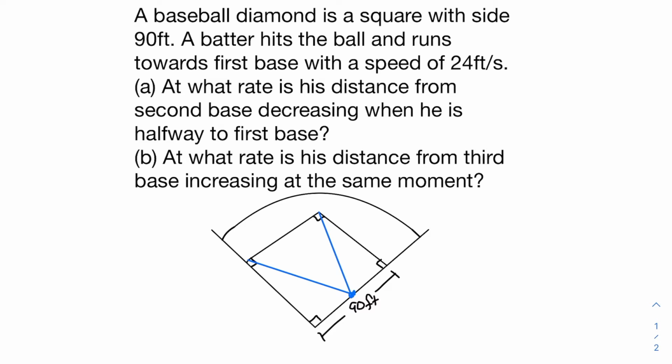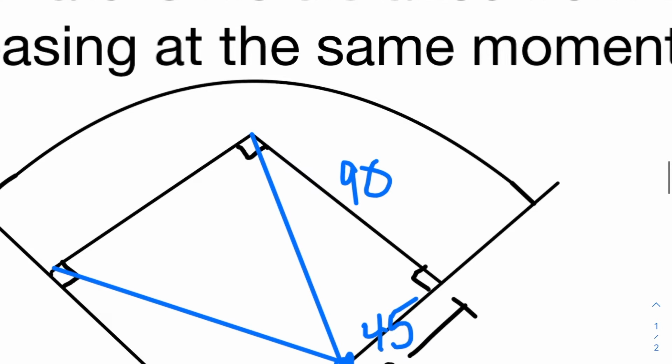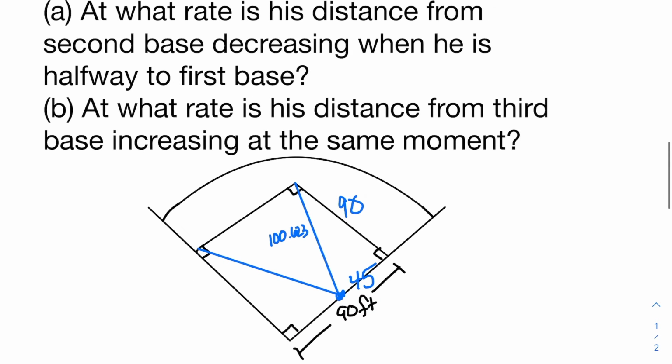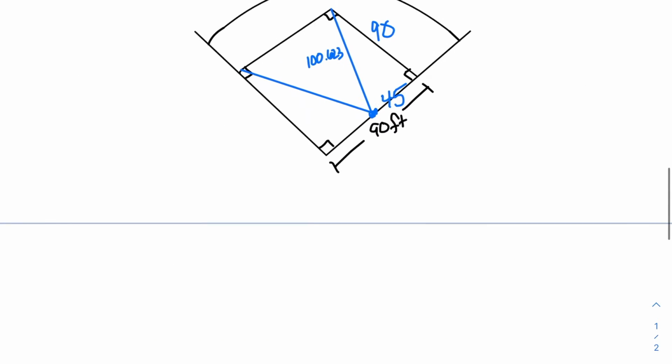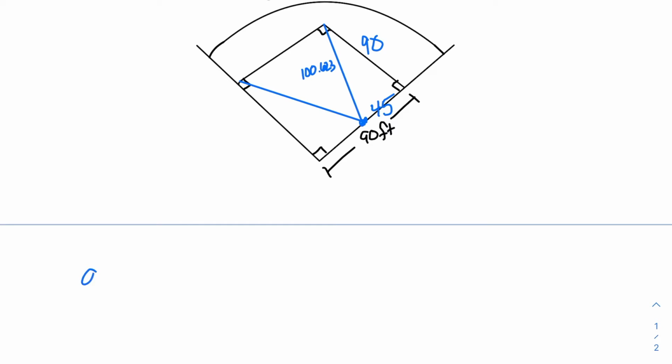For part A, halfway to first base means there's 45 feet left, still 90 feet to second. We can calculate the hypotenuse using the Pythagorean theorem, and that comes out to 100.623 feet for the hypotenuse of that triangle. I'm going to zoom in just to fit that in because it's kind of tight.